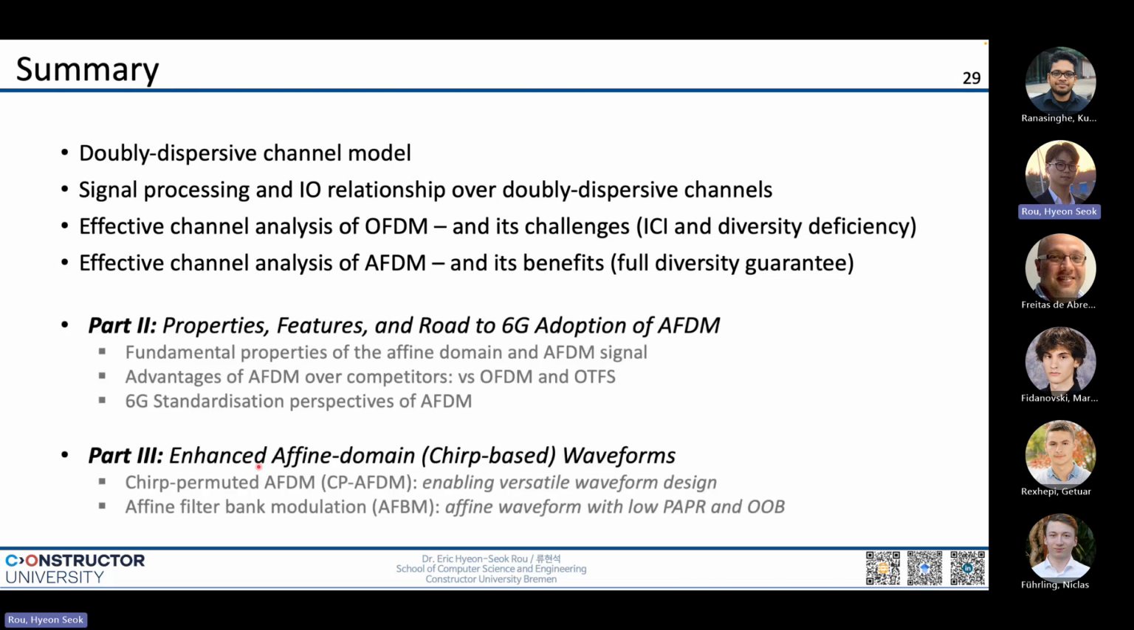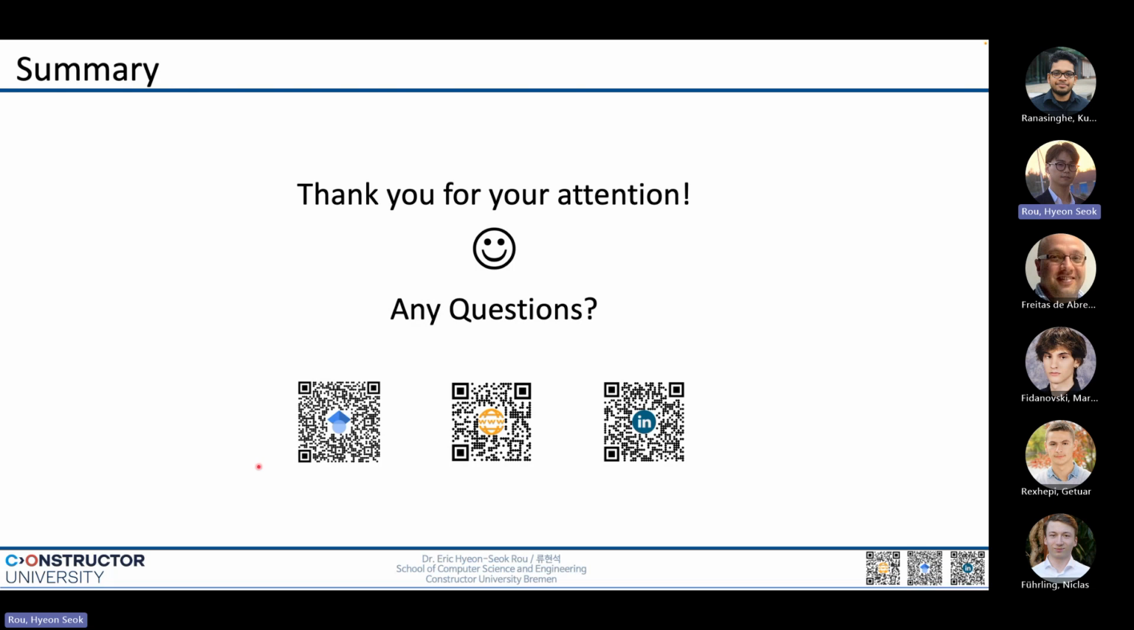So in the next two parts, in part 2, we focus only on the AFDM. We delve more into its properties and its benefits in comparison to the OTFS especially, which is also known for good performance over doubly dispersive channels. And finally, also some standardization perspectives of this waveform. And then in part 3, we will also look at enhanced waveforms, that are based on this fundamental sub-carrier-wise chirp of the waveform. So that's it for the presentation, and thank you very much.